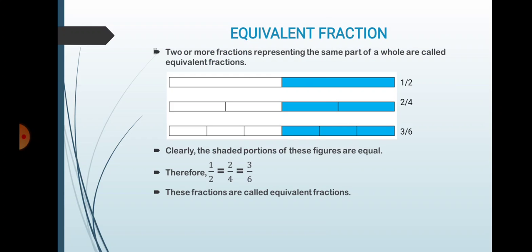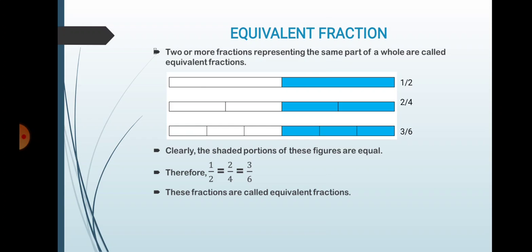In the first strip we have taken 1 out of the whole, so 1 by 2, and the next is 2 by 4, and last is 3 by 6. But clearly it shows the shaded portions of these figures are equal, therefore the fraction 1 by 2 is equal to 2 by 4, which is equal to 3 by 6. So these fractions are called equivalent fractions.